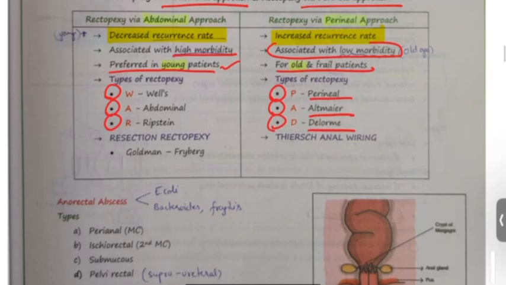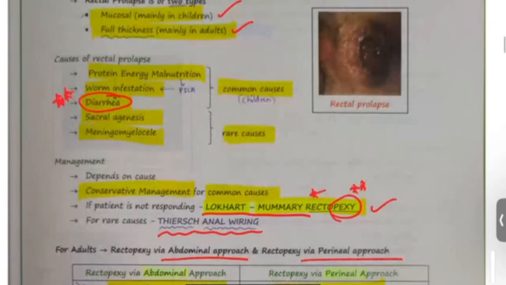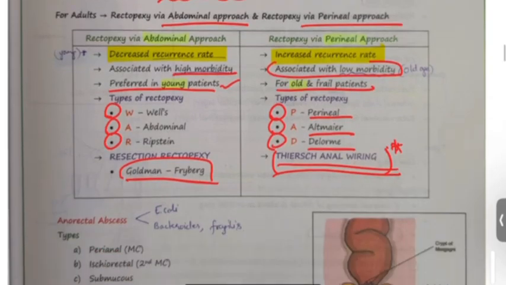These are basically named surgeries. Okay, so resection rectopexy is Goldman-Frykman. That is, whatever the part of rectum has prolapsed, we will take off that rectum and do the surgery. That is Goldman-Frykman resection rectopexy. And if it is not treated with any of these treatments, then we will have to go for Thiersch anal wiring. Okay, this was about rectal prolapse. So we discussed the two types, causes, and management in case of adults.